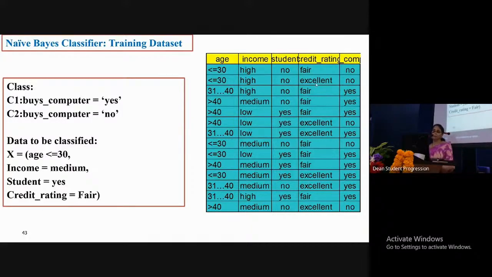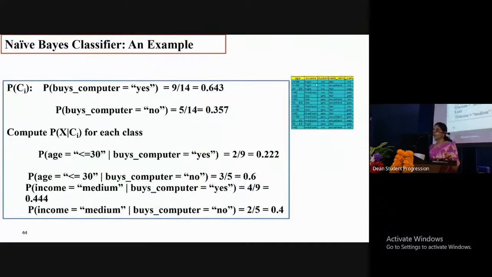Now, given this, I want you to consider some person X. His age is given: age less than or equal to 30. His income is medium, he is a student, and his credit rating is fair. Based on this data, can you classify and say whether he will buy a computer, yes or no? So this is what you are looking at. Now, how do I do this? This is where conditional probability comes into the picture.